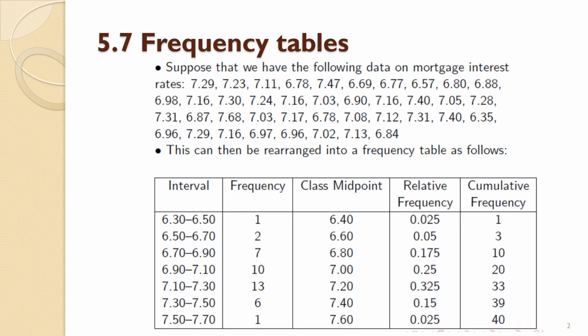Tables then, so we've got this small data set here on mortgage interest rates, and then you can rearrange this into a frequency table as follows. The first column is an interval. What you've done here is group the data set into nice and even and sensibly constructed intervals.